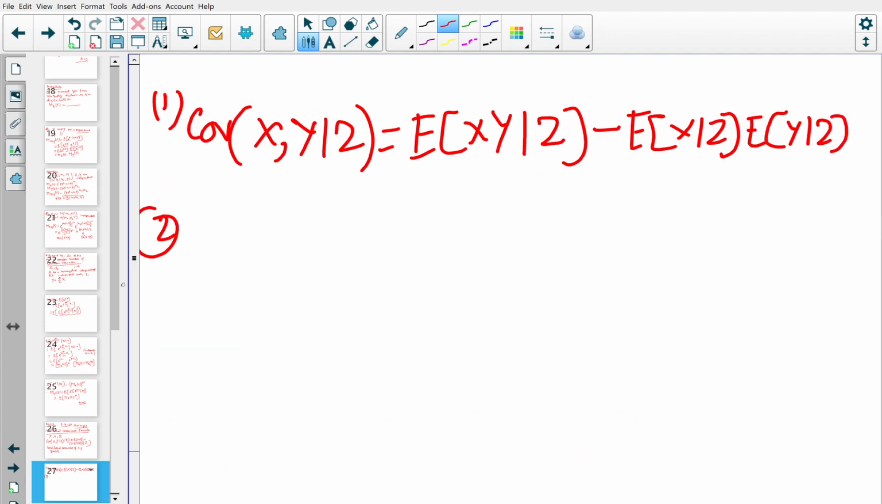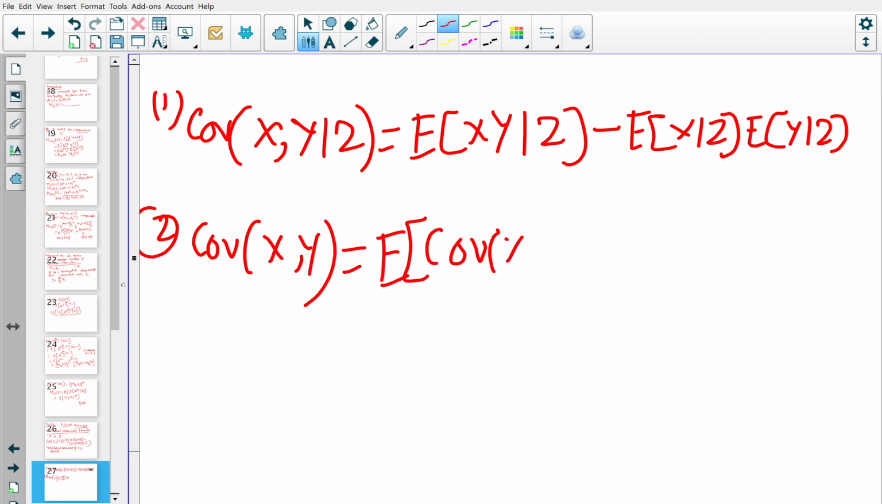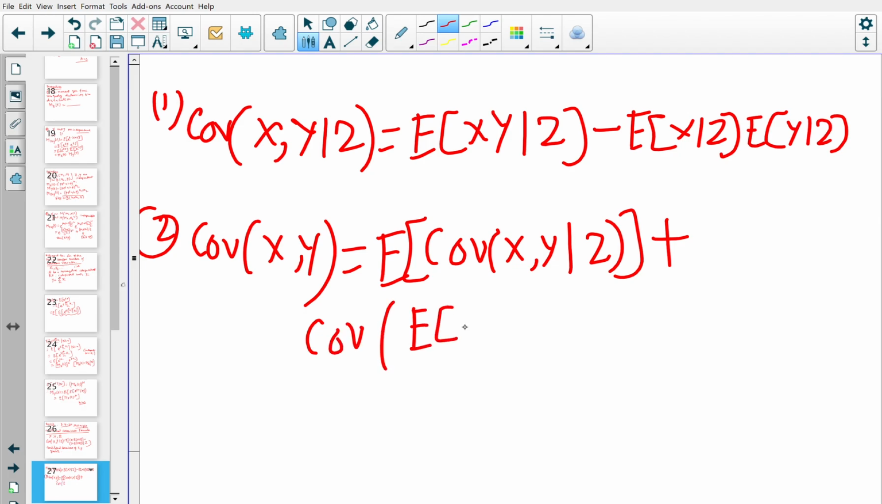Now the main formula: the covariance of XY you can write as the expectation of the covariance of XY given Z, plus the covariance of the expectation of X given Z and the expectation of Y given Z. You remember we already proved the conditional variance formula.